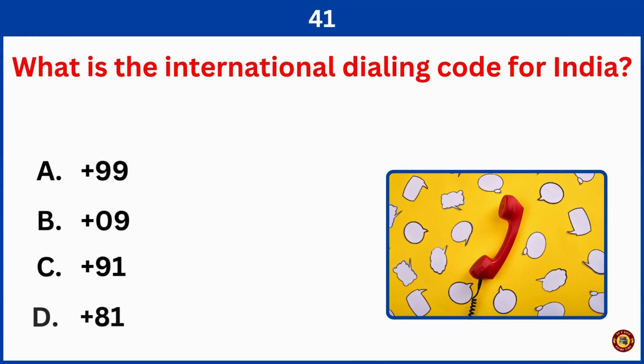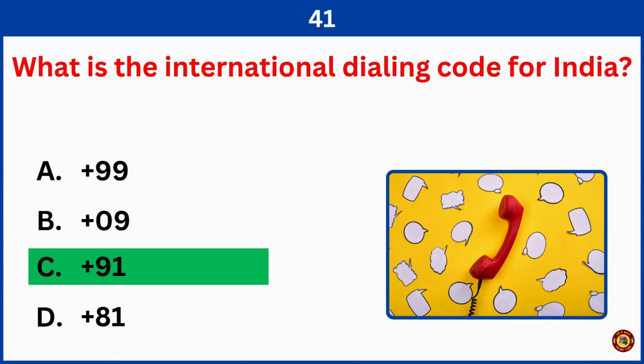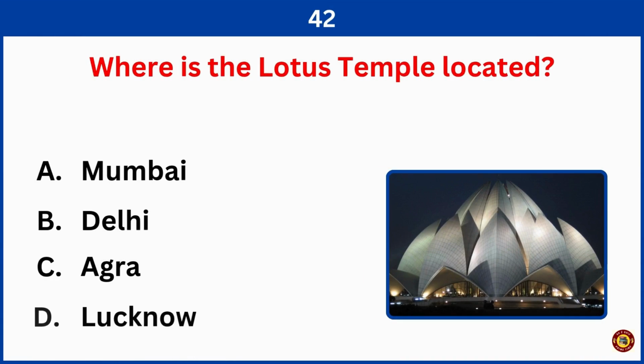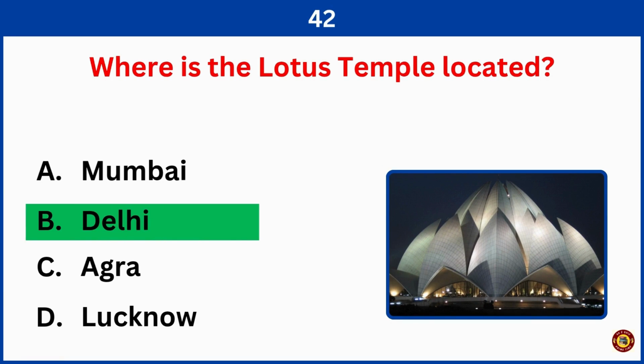What is the international dialing code for India? Correct answer is option C, +91. Where is the Lotus Temple located? Right answer is option B, Delhi.